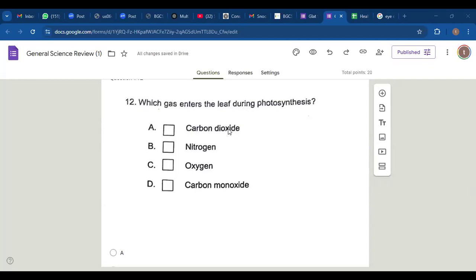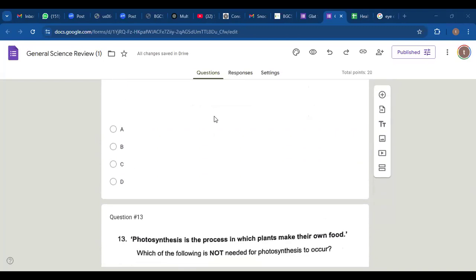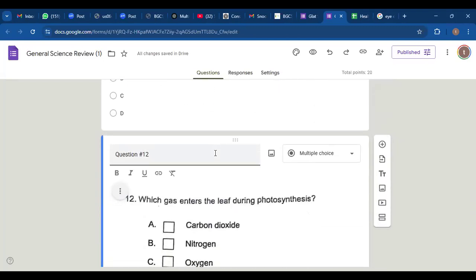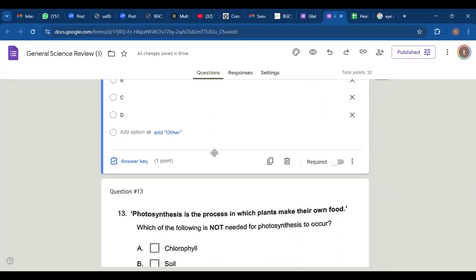What's gonna leave the leaf? Oxygen leaves and carbon dioxide enters. Very good. Okay. So that's gonna be number 12. That's gonna be A. Number 13.